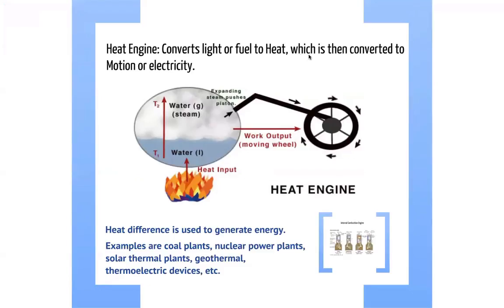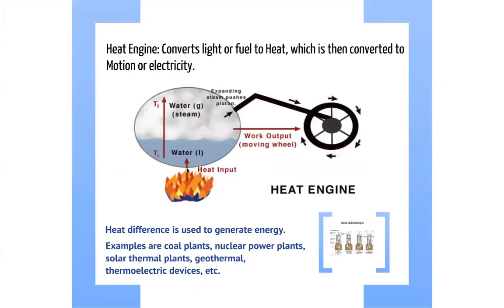So here I say the heat which is then converted to motion or electricity. If you think about the whole thing, we have an input, which is light, fuel, or heat, and an output, which is kinetic energy, electrical energy, or something else. The most primitive way to think about this is a steam engine, right? This is an example of a very simple heat engine.